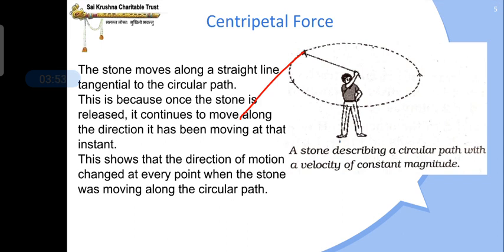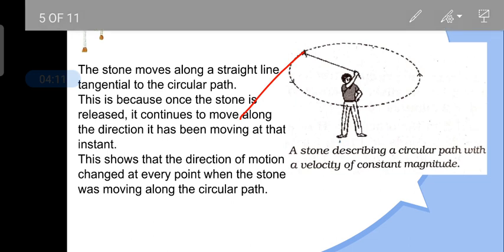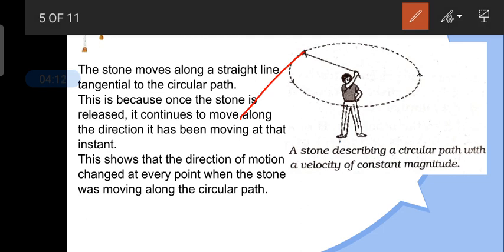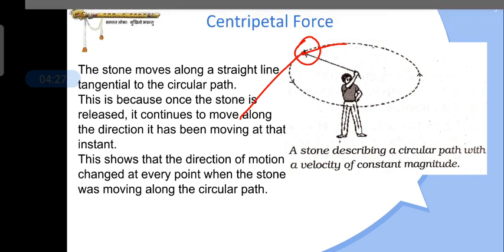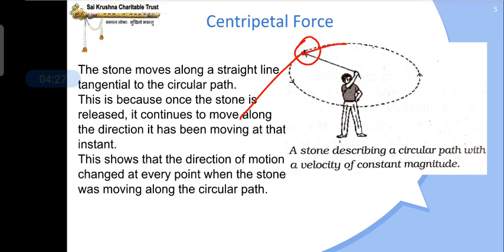So the stone moves along a straight line tangential to the circular path. This is because once the stone is released, it continues to move along the direction it has been moving at that instant. At this particular instant, the stone is moving from here to here, right? So when you leave the stone at that moment, it keeps moving in that straight line. Therefore, it is moving tangential to the circular path.